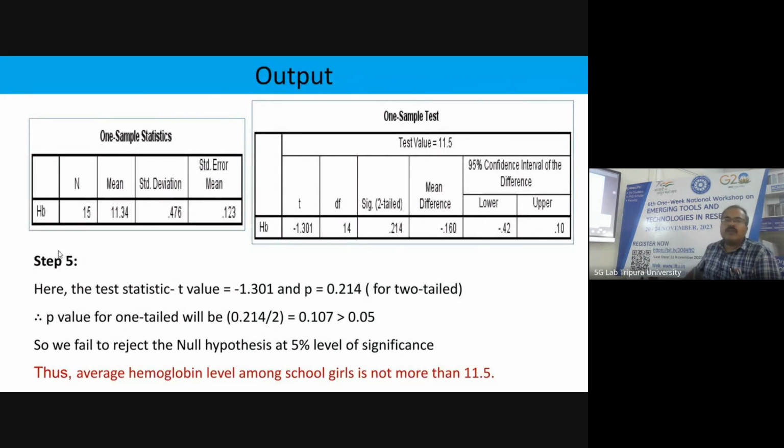Okay. And obviously 0.107 is also higher than 0.05. So again, we fail to reject the null hypothesis at 5% level of significance. And the answer is the average hemoglobin level among school girls is not more than 11.5. Not more than 11.5.